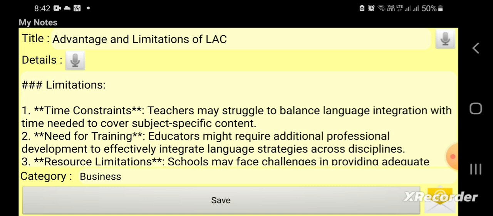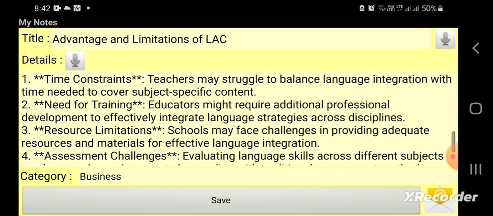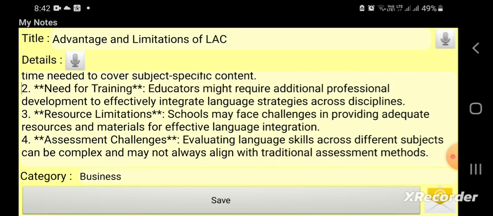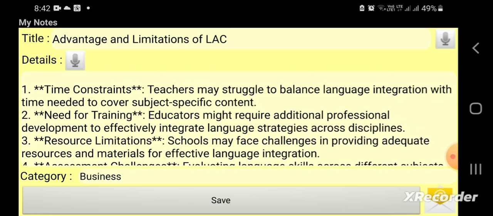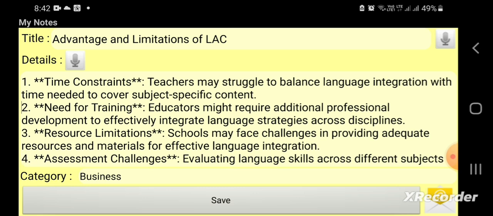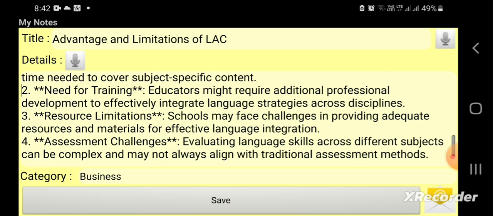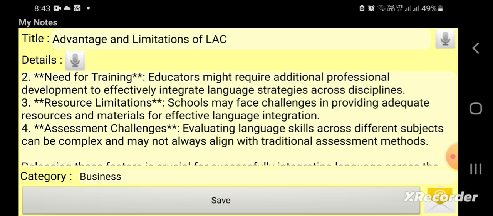Limitations: time constraints, need for training, resource limitations, assessment challenges. Time constraints: teachers may struggle to balance language integration with the time needed to cover subject specific content. Number 2, need for training. Educators might require additional professional development to effectively integrate language strategies across disciplines.